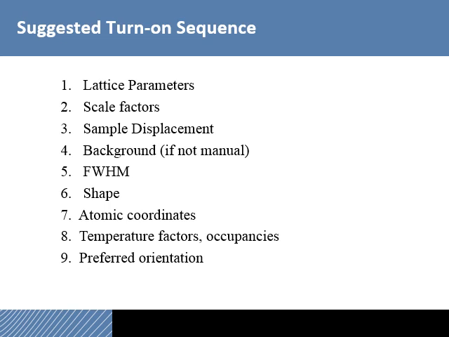If at that point you still aren't satisfied with the quality of the refinement, you can start going into things like atomic coordinates, temperature factors, and occupancies, and also preferred orientation. I would tell you preferred orientation is typically pretty obvious if you've properly identified all the phases in your sample, and you probably can turn on preferred orientation somewhere in the same position that you turn on the full width half max and the shape factor. And this is just a suggested turn-on sequence. You don't have to follow it.